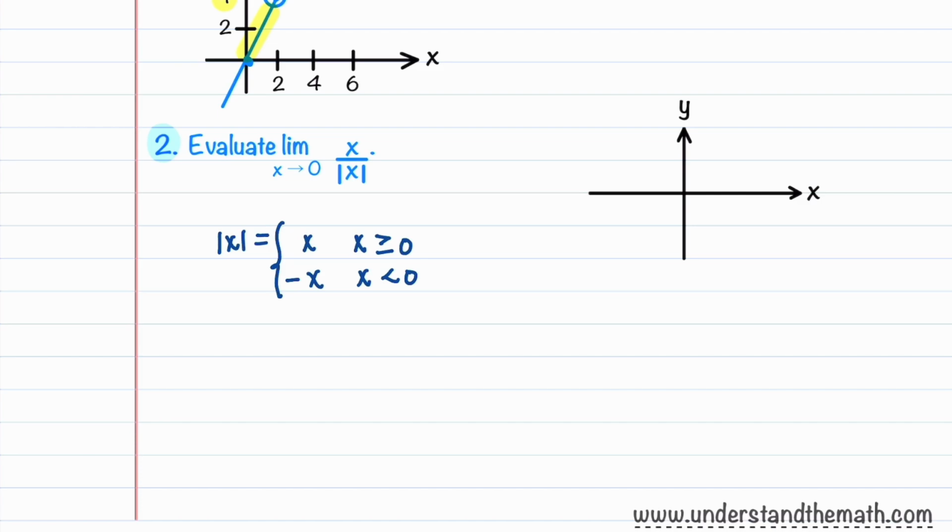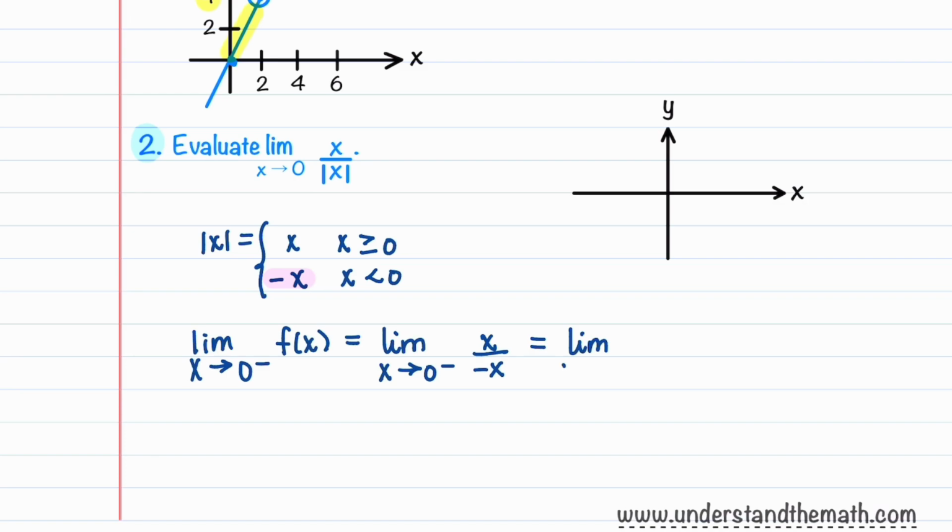If you haven't seen that before, you might need to commit that to memory. Now we can evaluate our limit. We're going to look at our left-hand limit and our right-hand limit and then see if those two pieces match up. We're going to look at the limit as x approaches 0 from the left of f of x. When x approaches 0 from the left, our absolute value function is equal to minus x. So we can write this as the limit x goes to 0 from the left of x divided by minus x. The x's cancel, so we have the limit as x goes to 0 from the left of negative 1, and that's just equal to negative 1.